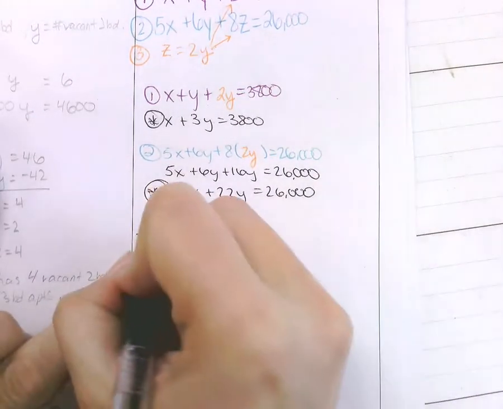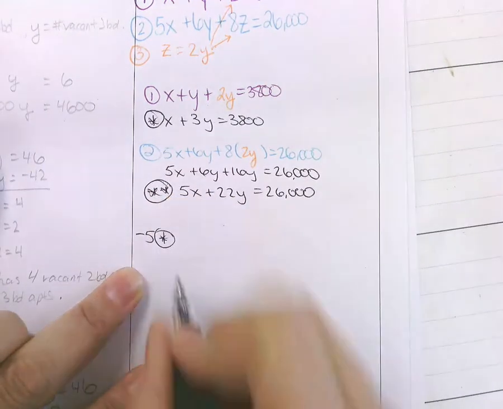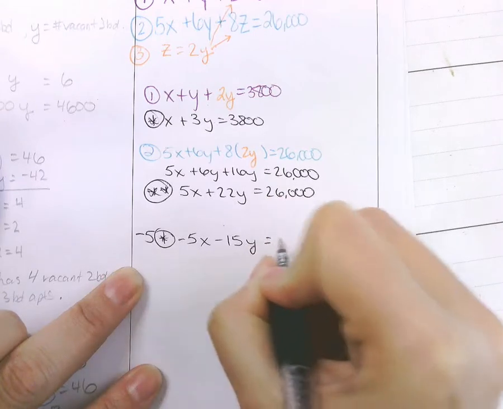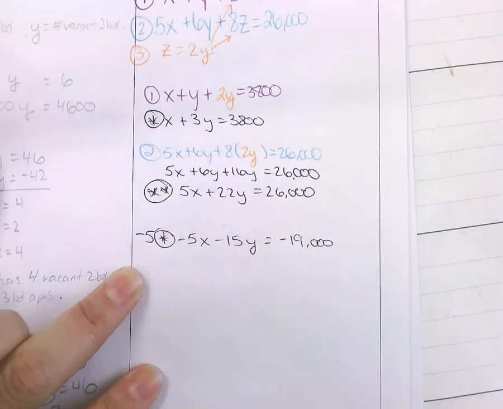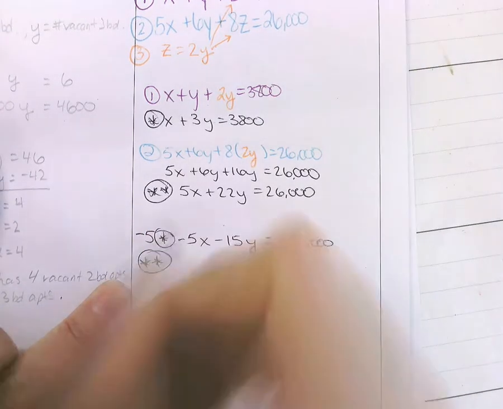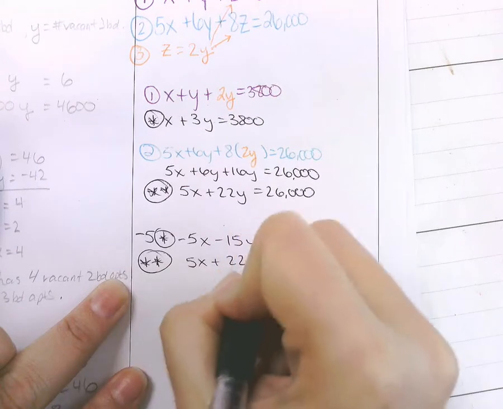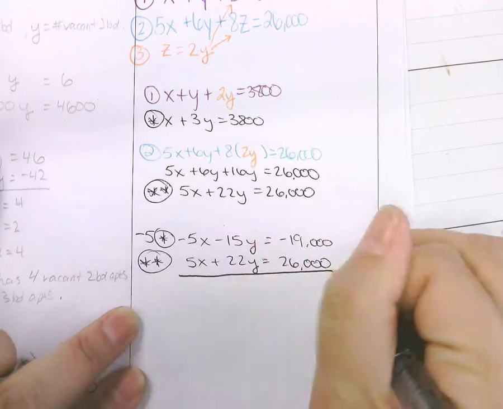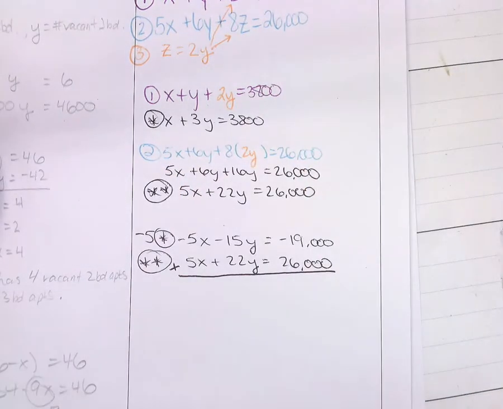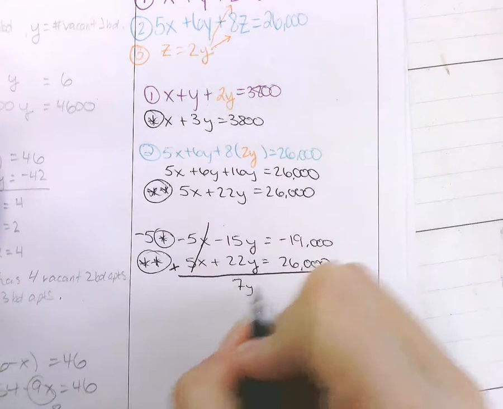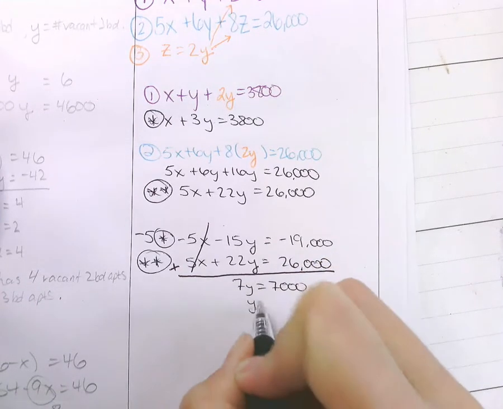So negative 5 times star would be a good choice. So you get negative 5x minus 15y equals negative 19,000. Double star, we already know. We don't have to do anything to that one. So add these together. You get 7y equals 7,000. So that means y is 1,000.